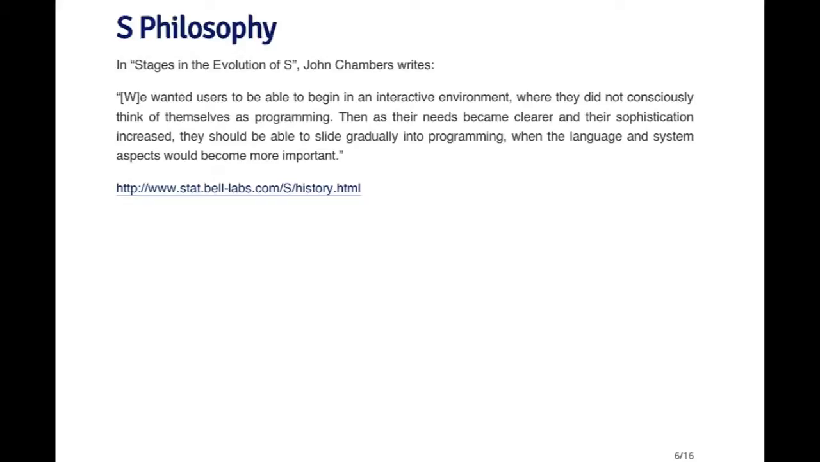language, laid out his key principle in designing the S language. And it's very important, I think, to see this, which is that basically they wanted to create an interactive environment where you didn't have to think of yourself as programming. Then he says, as the needs became clearer and your sophistication increased, you should be able to slide gradually into programming when the language and system aspects would become more important.